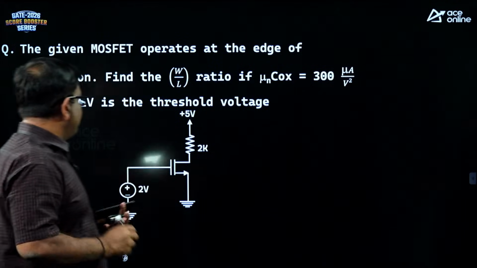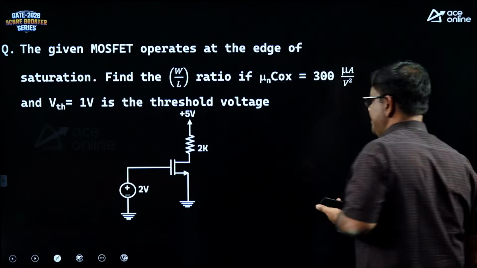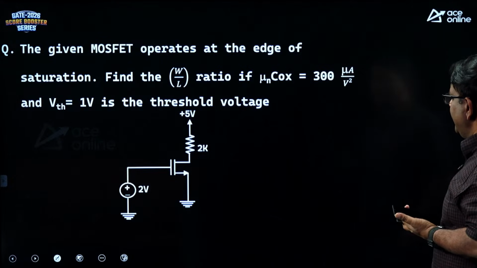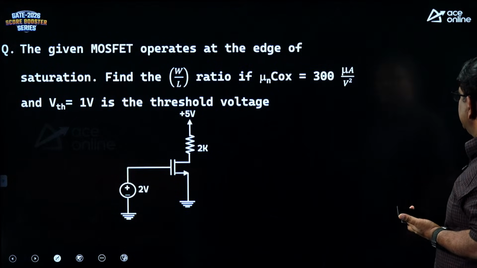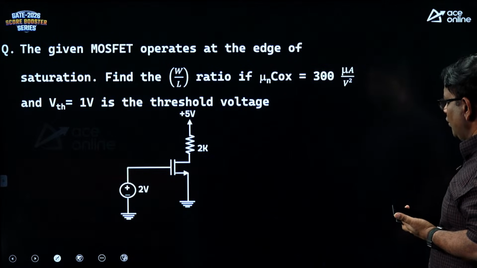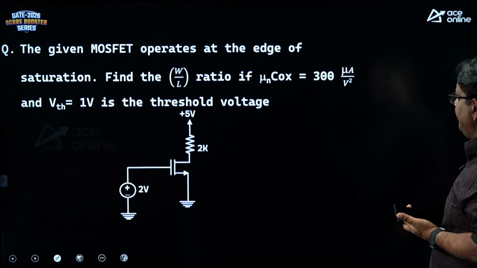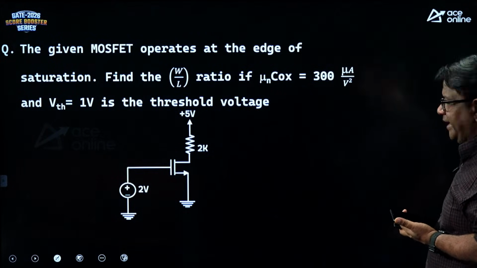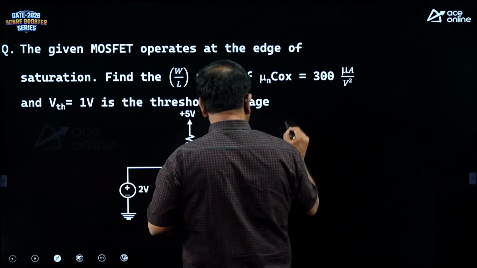The given MOSFET operates at the edge of saturation. Find the W by L if mu n Cox is 300 micro and VTH is 1 volt. So, what is it that we want? We want W by L. So, again it is a substitution problem.